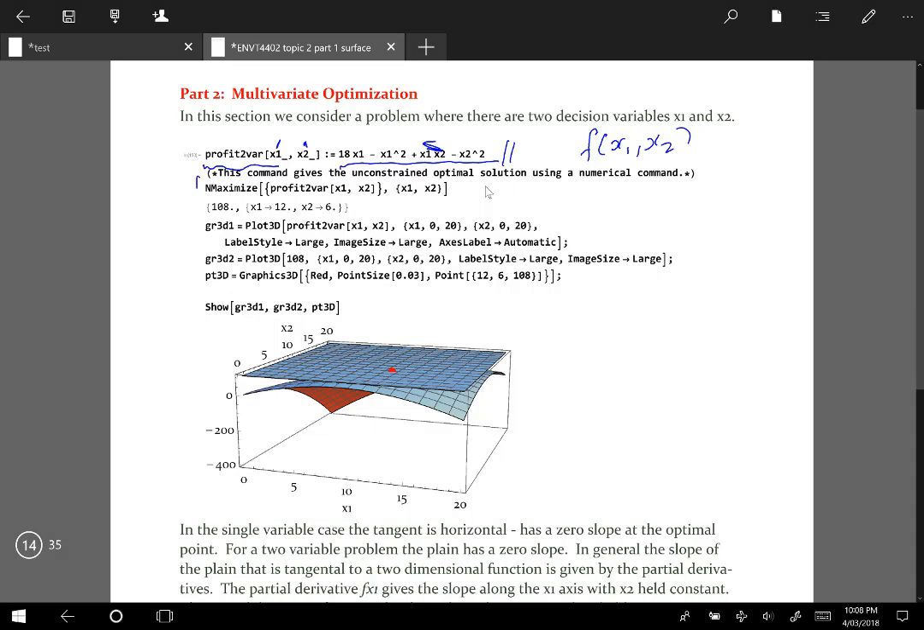To get some orientation, I use NMaximize, which we used in the univariate problem. All I need to do for this is plug the function in there, so profit var with the two variables, and say that we want to optimize over x1 and x2, and it gives back an optimal solution, we hope. And the optimal profit level is 108, the optimal value for x1 is 12, the optimal value for x2 is 6. So that's a solution.